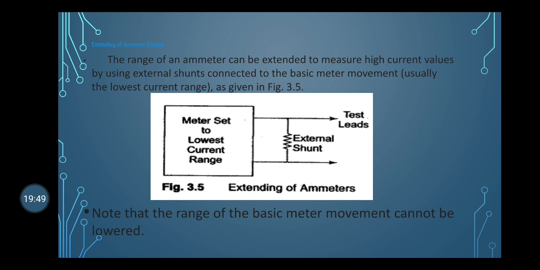One thing should be noted: the range of the basic meter movement cannot be lowered. The range of the ammeter can be extended to measure the highest current values by using an external shunt connected to the meter's basic movement. The basic movement of the meter is the lowest value of the current range of that particular meter. In this way the extended range of the ammeter can be achieved.